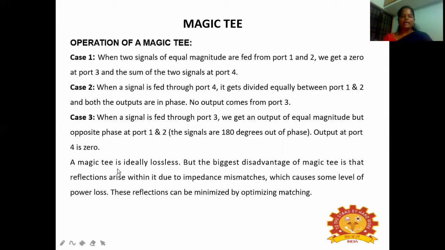A magic T is ideally lossless. The disadvantage of the magic T is that reflection occurs because of impedance mismatch between the ports, so due to this impedance mismatch, sometimes power loss occurs. These reflections can be minimized by optimizing the matching. In this session, we have discussed the two cavity klystron, then the directional coupler and the magic T. We have discussed the operation and construction of all the 3 devices. Thank you.